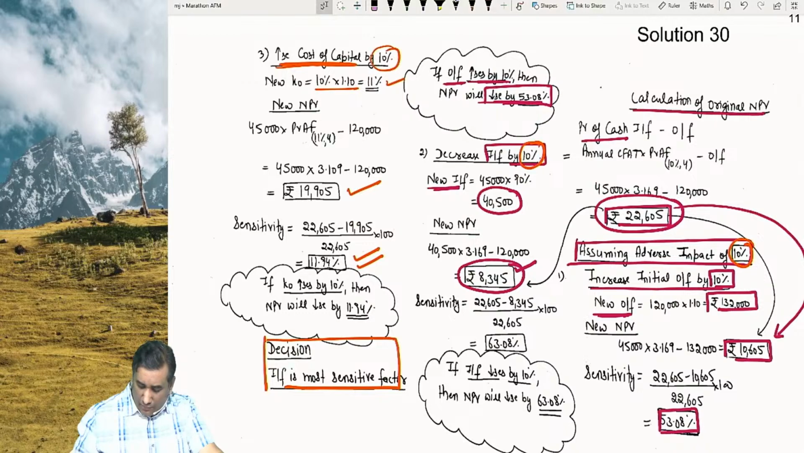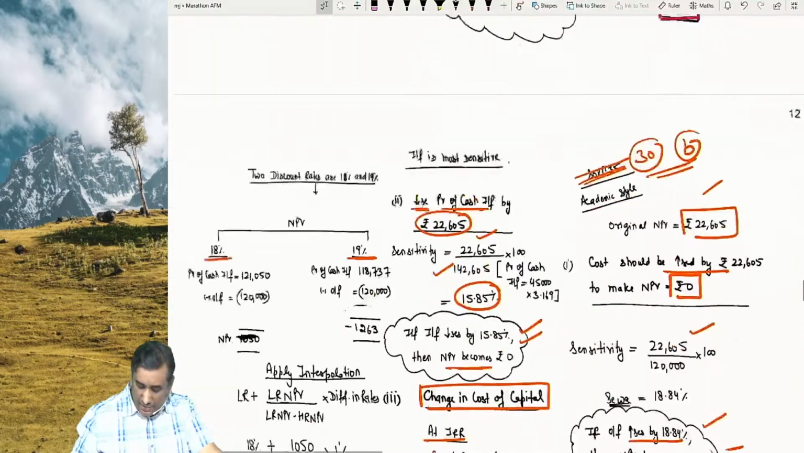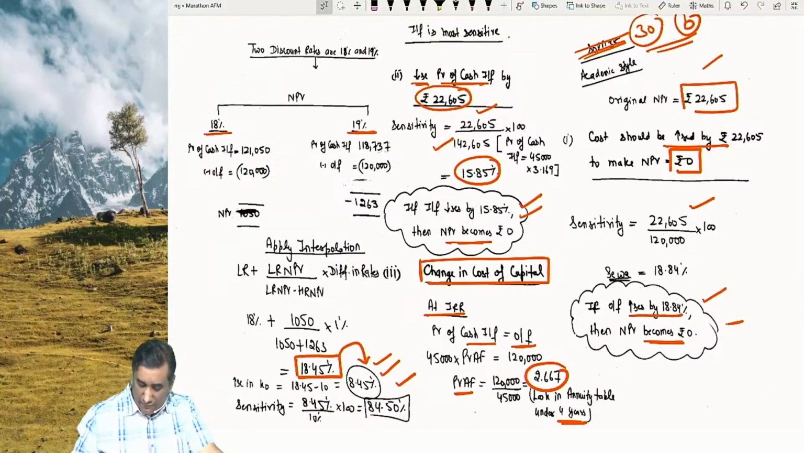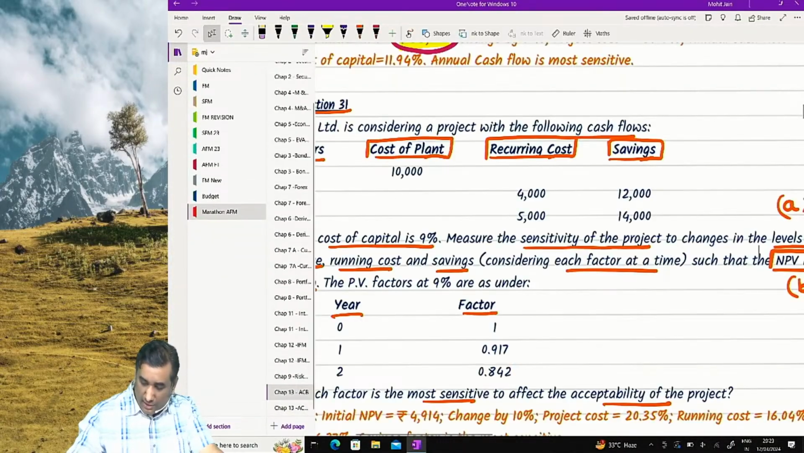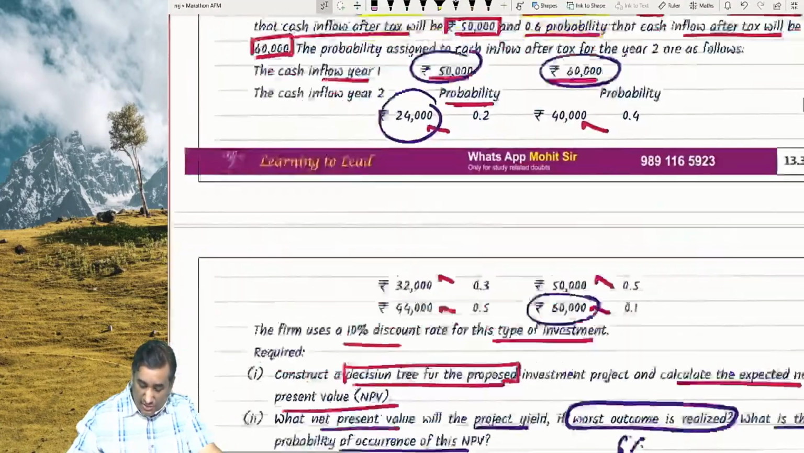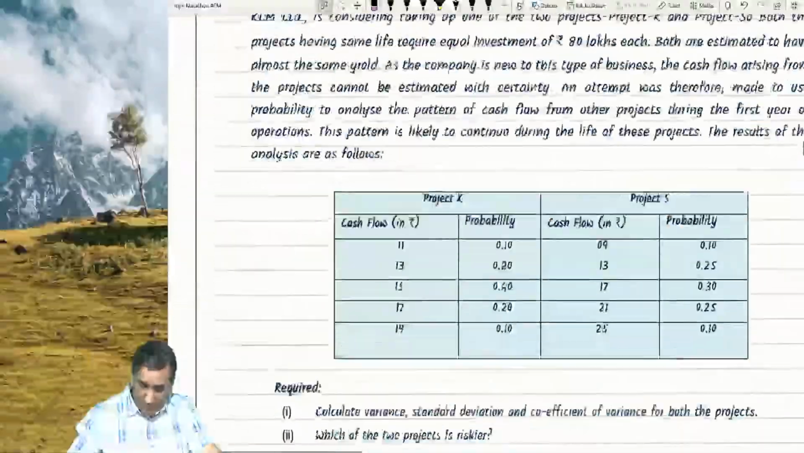Previous one also inflow was more sensitive, na? Yes, this also inflow is more sensitive. Now let's come back. One question which I want you to try, which will be based on the sensitivity only and NPV 0.